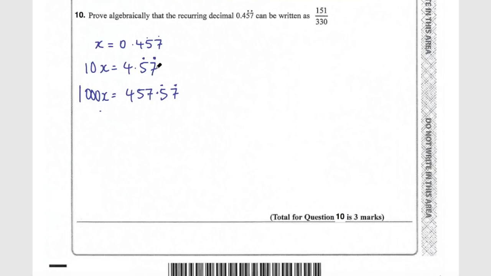And now the decimal parts of these numbers are equal. So I can subtract these two equations. So I get 1000x minus 10x equals 457.57 recurring minus 4.57 recurring. And what that allows us to do is to essentially eliminate these recurring decimals.